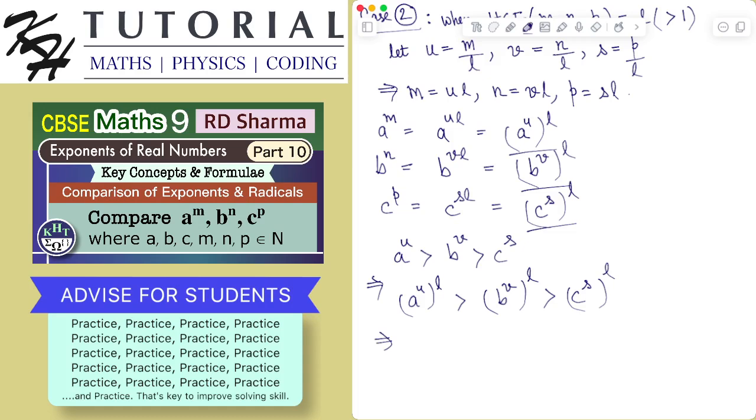So this implies a to the power u whole raised to the power L, which is a to the power m, is greater than b to the power n, which is greater than c to the power p. Similarly, if the inequality relation between a to the power u, b to the power v, and c to the power s is the other way around, that is, if a to the power u is less than b to the power v is less than c to the power s, this will imply that a to the power m will be less than b to the power n will be less than c to the power p.